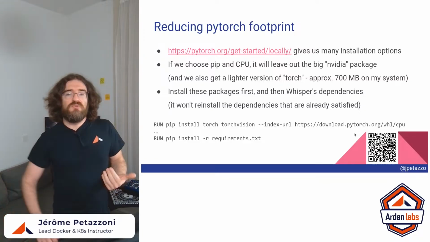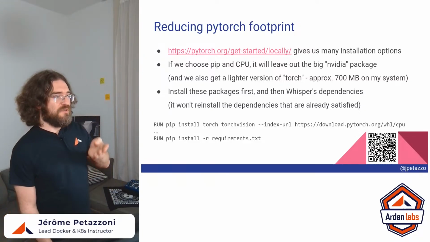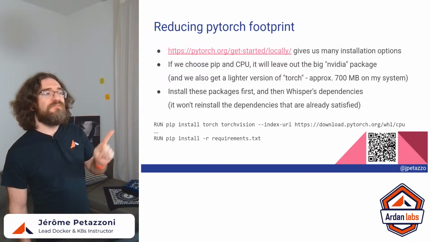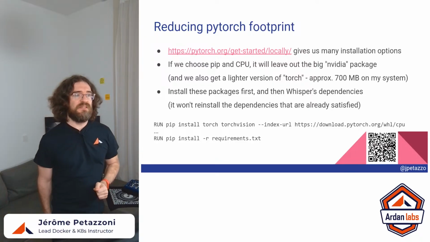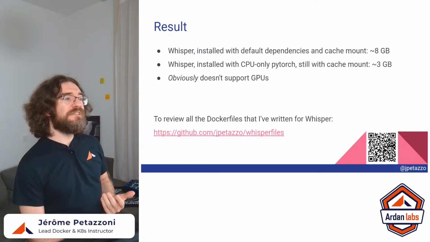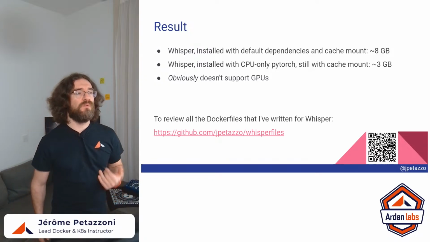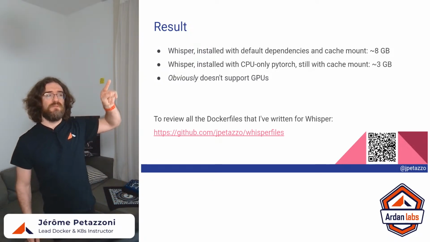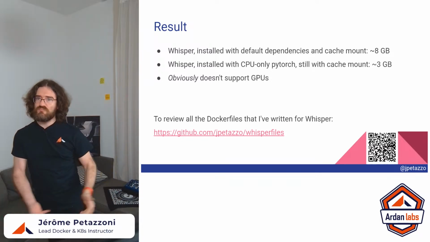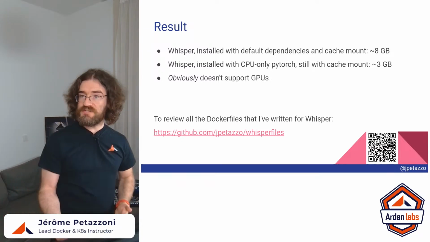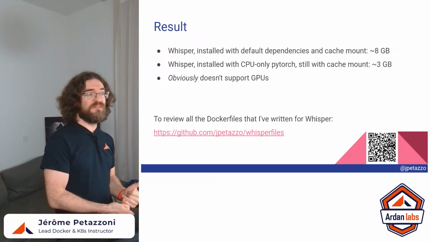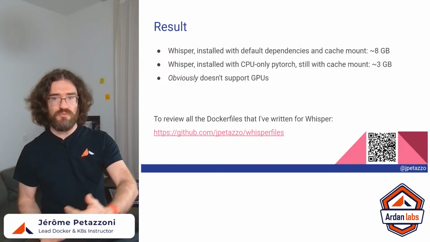Then you go back to your Dockerfile, you install that before installing Whisper's dependencies, and the result is pretty good because we go from 8 gigs to 3 gigs. That's pretty good, especially if you compare to the first iteration. Compared to the first iteration, we went from 12 gigs to 3 gigs.